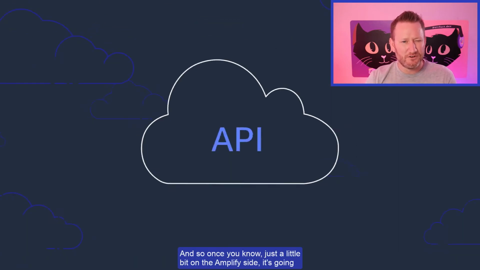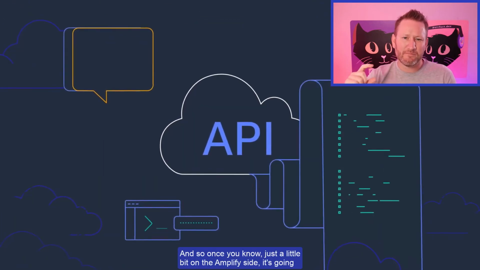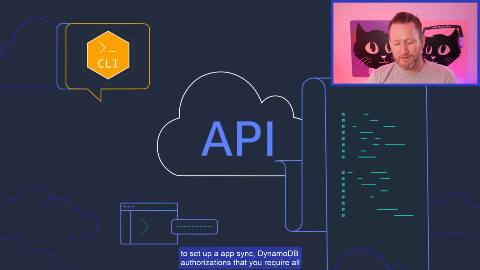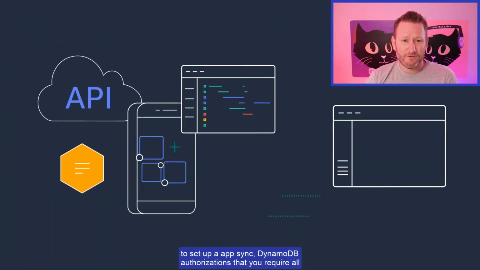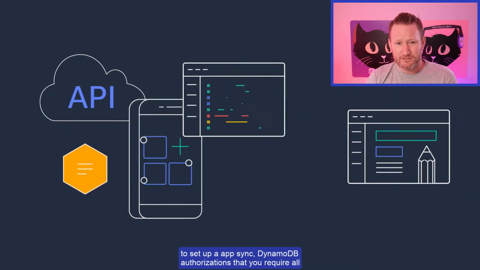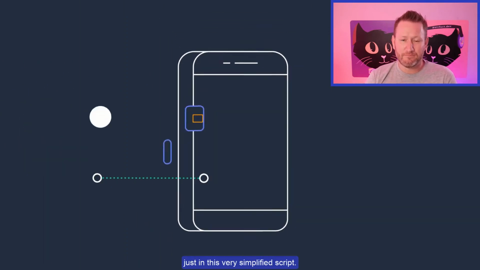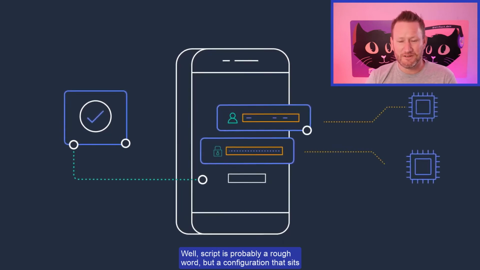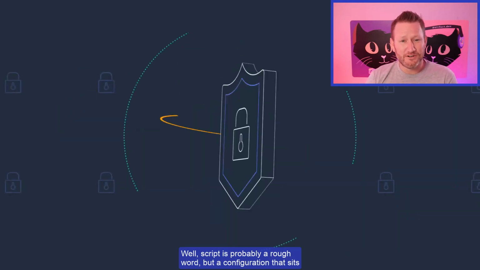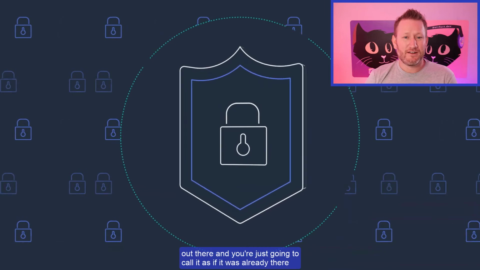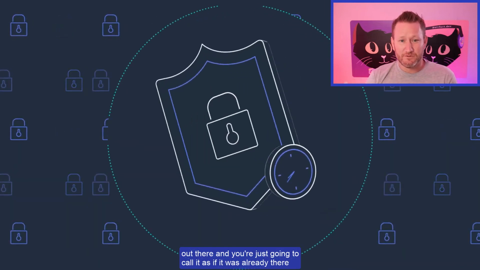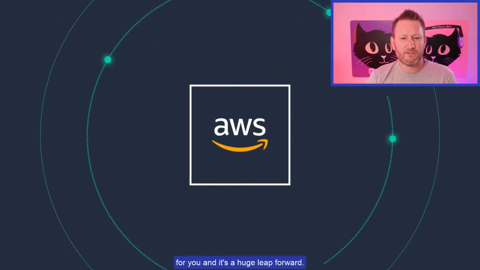And so once you know just a little bit on the Amplify side, it's going to set up AppSync, DynamoDB, and the authorizations that you require, all in this very simplified script. Well, script is probably a rough word, but a configuration that sits out there, and you're just going to call it as if it was already there for you. And it's a huge leap forward.